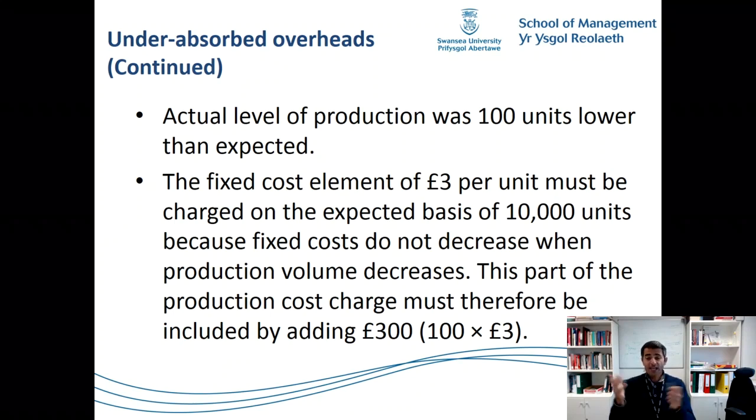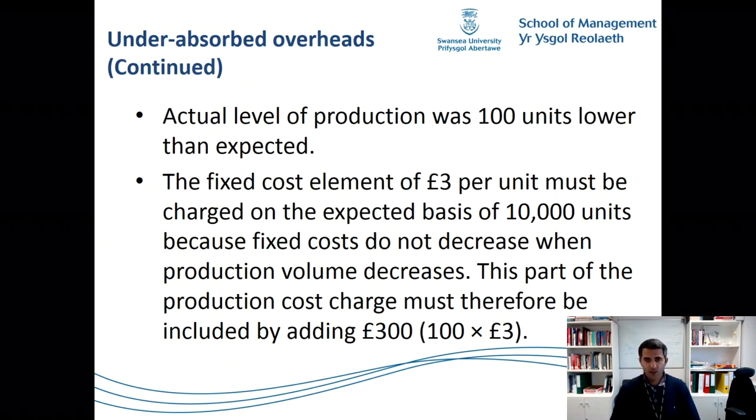The fixed cost element of £3 per unit must be charged on the expected basis of 10,000 units, because fixed costs do not decrease when production volume decreases. This is my point here. When we calculated the production cost, we did calculate it based on 9,900, but not on 10,000.